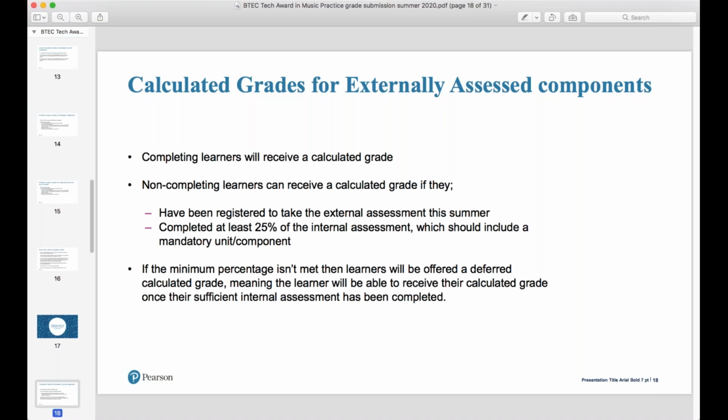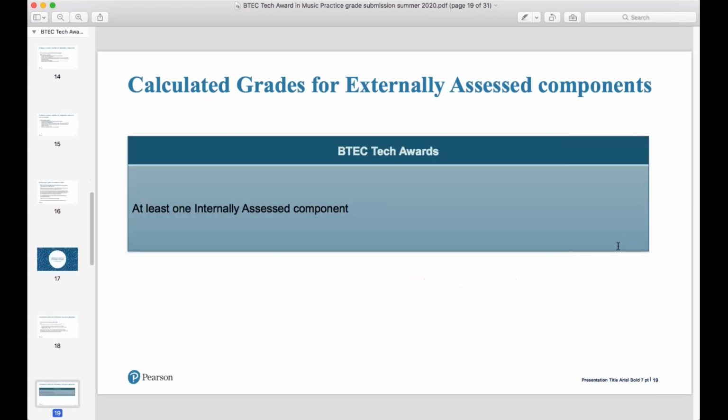So for external assessment, completing learners will receive a calculated grade for any external assessments they were entered for this summer. Non-completing learners can receive a calculated grade if they had a registration for the assessment this summer and they have completed at least 25% of the internal assessment, which should include a mandatory component, as all components are mandatory on the Tech Award. That is just one of the components. So if this minimum requirement isn't met, then we will offer to defer the calculated grade until sufficient internal assessment has been completed.